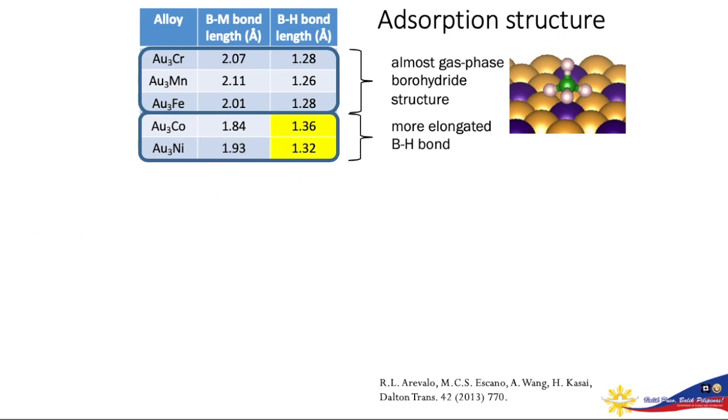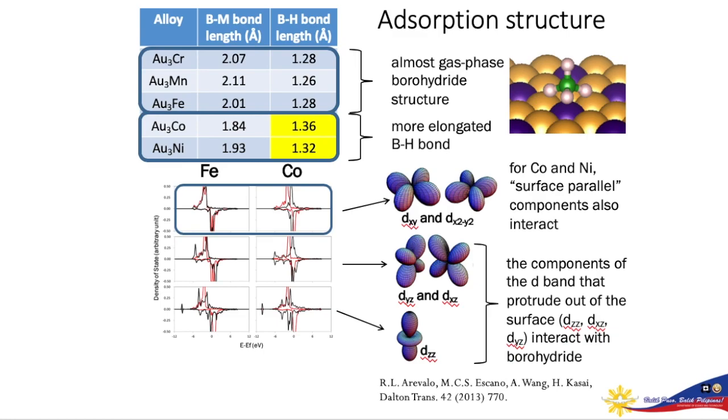In order to understand this, we analyze the local density of states projected on iron and cobalt alloys to represent the first and the second groups of these alloys respectively. I show in this curve the partial density of states projected at the surface parallel components of the d-band, the dxy and the dx2-y2 components, as well as the components of the d-band that protrude out of the surface, such as the dz2 component, dyz, and dxz components.